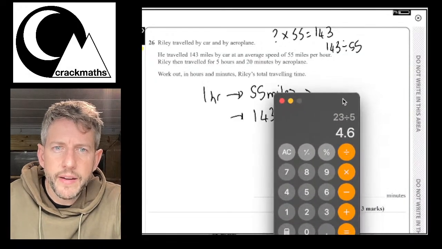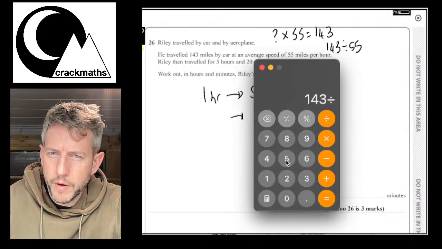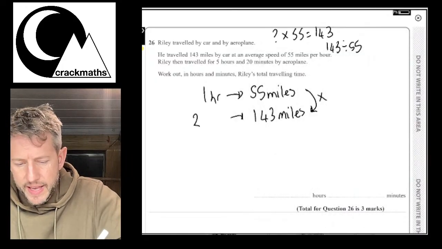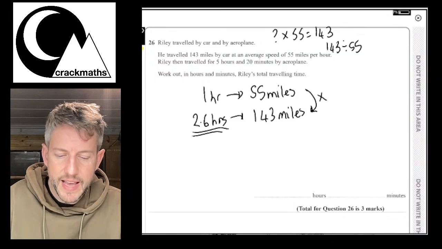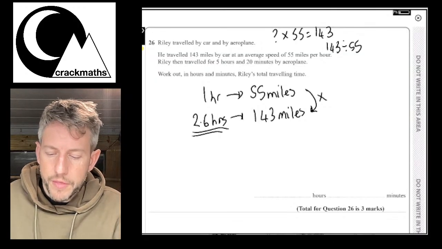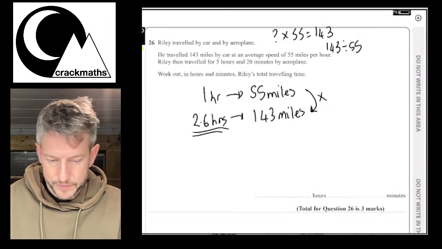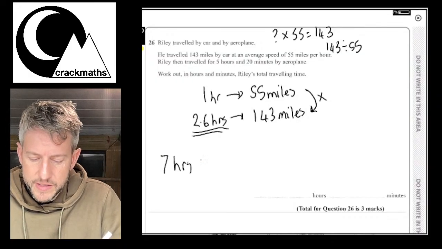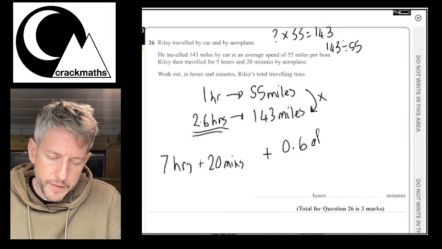Let's get the calculator out for that. 143 divided by 55 is 2.6, so 2.6 hours. This is decimal time at the moment, so don't confuse this with minutes. So 2.6 hours is how long he spent travelling by car. Then he travelled for 5 hours and 20 minutes by aeroplane. So we know that he's travelled 7 hours and 20 minutes plus 0.6 of an hour.